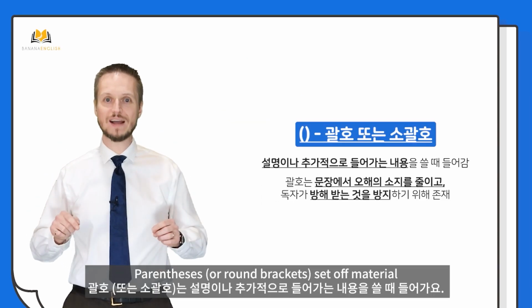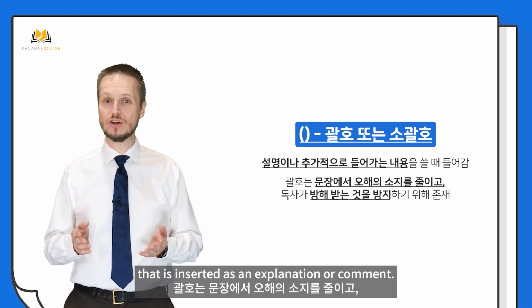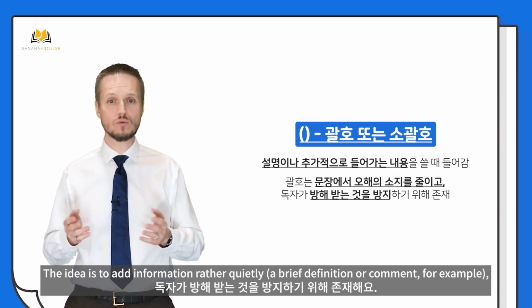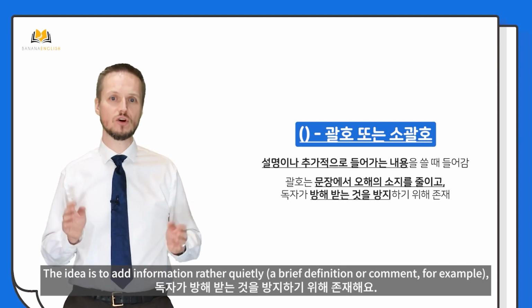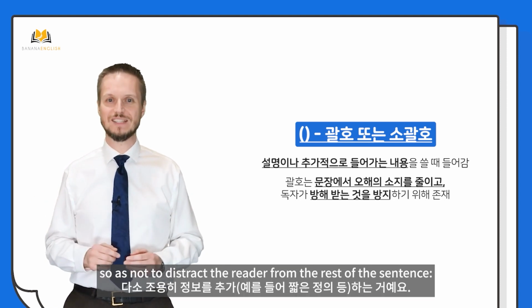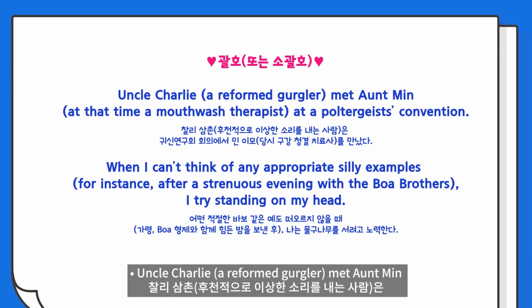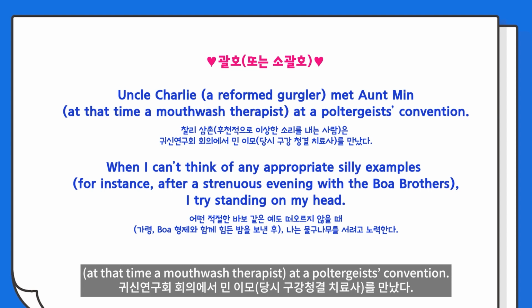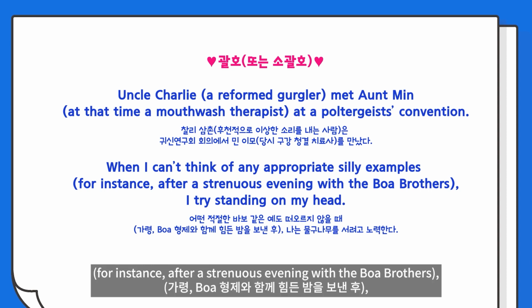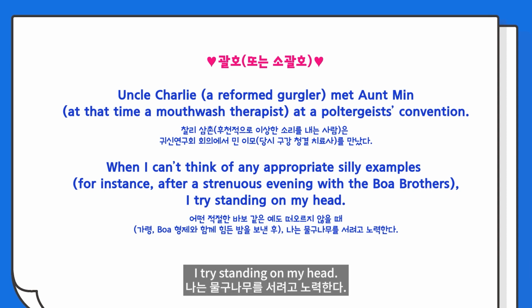Parentheses, or round brackets, set off material that is inserted as an explanation or comment. The idea is to add information rather quietly, a brief definition or comment, for example, so as not to distract the reader from the rest of the sentence. Uncle Charlie (a reformed gurgler) met Aunt Min (at that time a mouthwash therapist) at a poltergeist convention. When I can't think of any appropriate silly examples (for instance, after a strenuous evening with the Boa brothers), I try standing on my head.